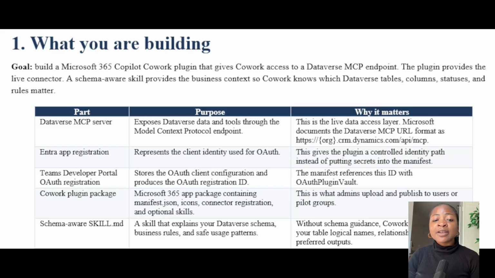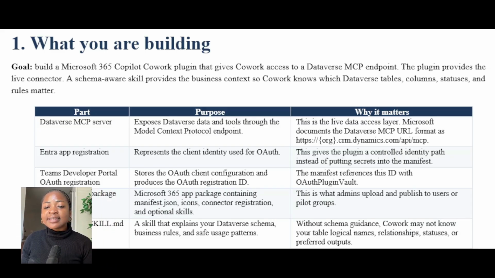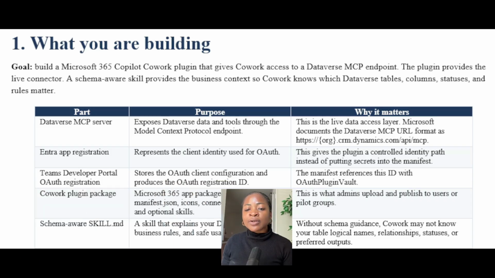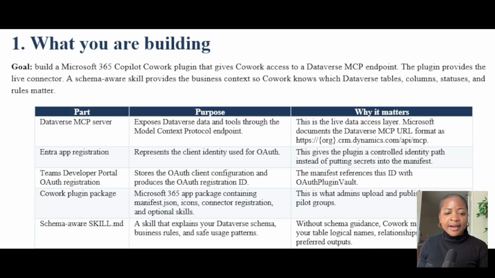inside Teams Developer Portal. And then we need to create the package for our Cowork plugin, and then we need to have some skills files. Also, we need to do that. Yes, because it will help Cowork to resolve the different skills, the different table logical names, the relationships, and all those types of things, and also the preferred prompt that you have.